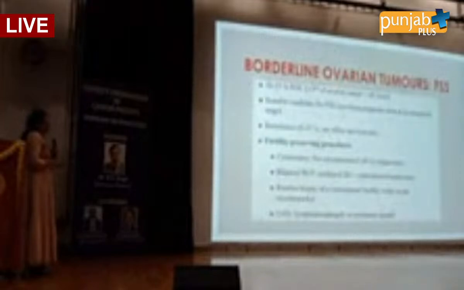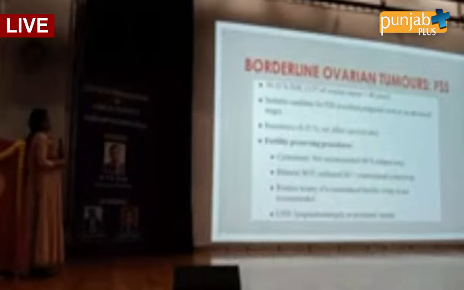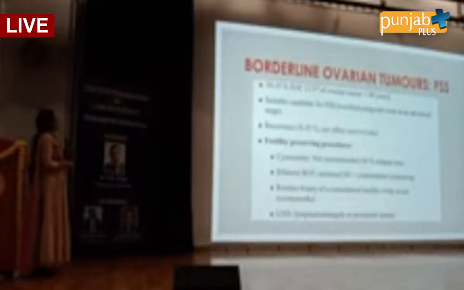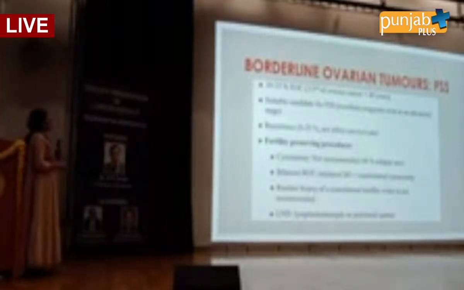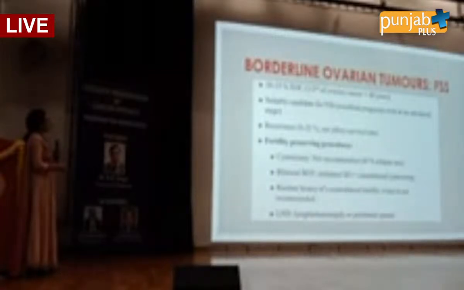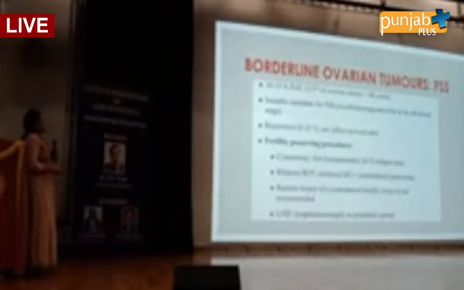And coming to the first tumors, which are borderline, they constitute around 10 to 15% of the epithelial ovarian carcinoma and 1/3 of the ovarian cancer in the age group younger than 40. They are suitable candidates for fertility preservation because they have excellent prognosis even at advanced stage. The recurrence is 0 to 25%. It does not affect the survival rate, and in the fertility preserving procedures usually one side ovary is removed, and cystectomy is not recommended because if we do only cystectomy, there is a 40% relapse rate.